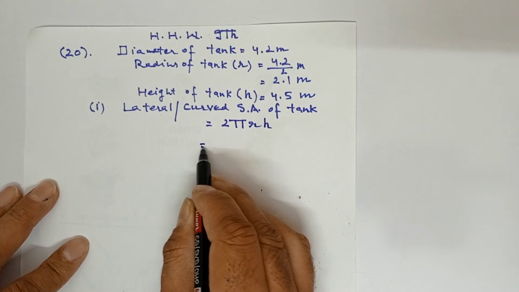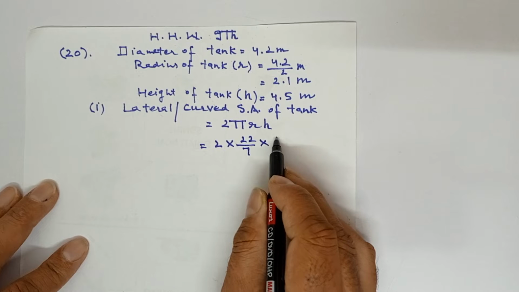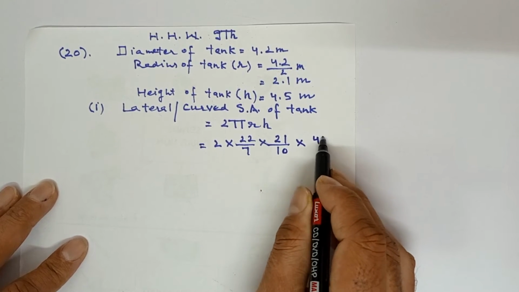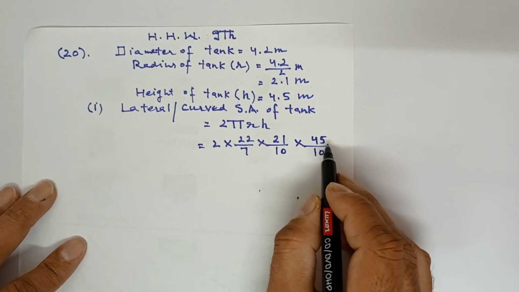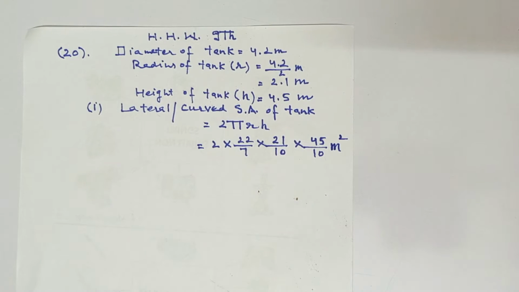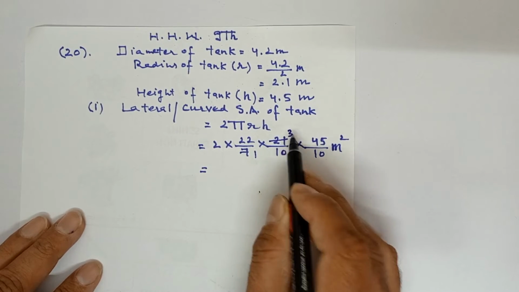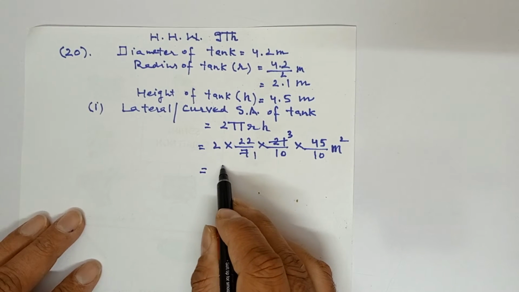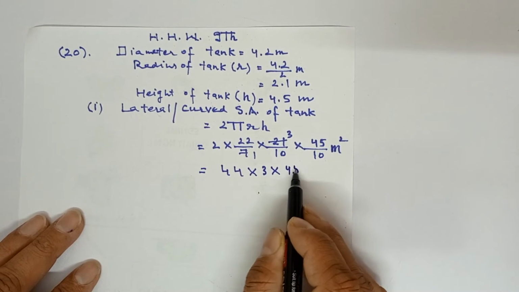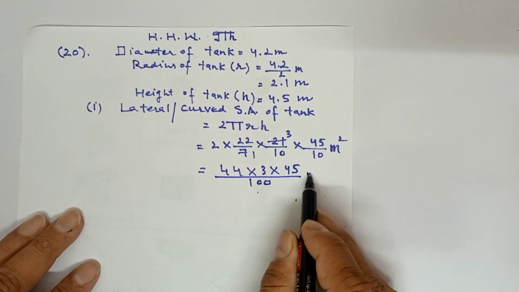So 2 into, if no value of pi is given, use 22 by 7. R is 2.1, so I can write 21 by 10, into h is 4.5. I can write it as 45 over 10, and the meter square unit will be there. So we will solve it. 7 ones are 7, 7 threes are 21. So 22 twos are 44 into 3 into 45 divided by 10 tens are 100 meter square.